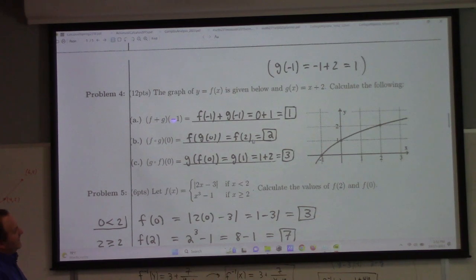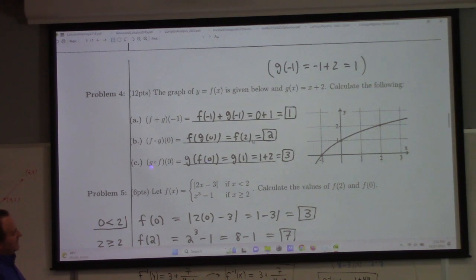So f of -1 plus g of -1. Well, f of -1 is 0. G of -1 is -1 plus 2, which is 1. 0 plus 1 is 1. F of g of 0. Well, what's g of 0? Well, g of 0 is 2. What is f of 2? F of 2 is 2.